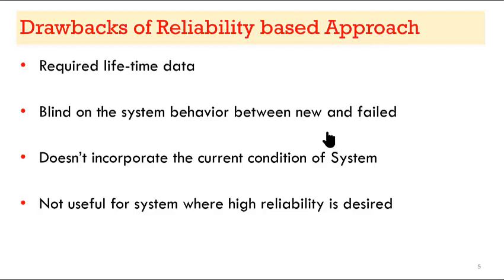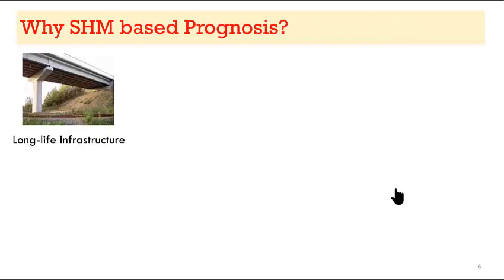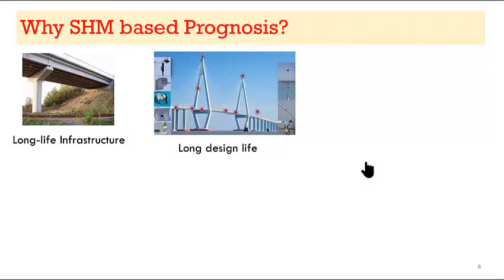So these drawbacks can be overcome if we apply SHM based degradation modeling. So why do we use SHM based degradation modeling or prognosis? If I have a long life system, long life infrastructure, for example bridges or buildings, in those cases we will not have the lifetime data, so we require SHM based degradation modeling. Another example, the design life of civil engineering infrastructures is very long and we don't have the lifetime data.